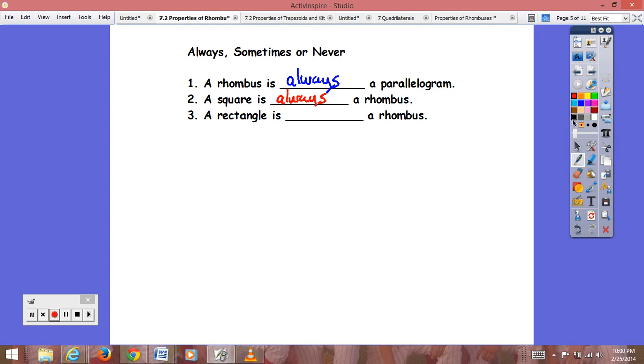And third, a rectangle is blank a rhombus, and a rectangle is sometimes a rhombus, and that is in the case when a rectangle has four congruent sides. In that case, it would actually be a square, but it can still be defined as a rectangle as well.